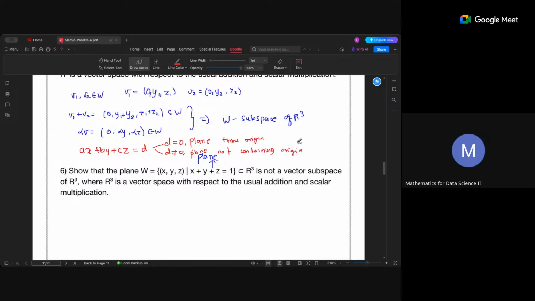So now I have already given the answer to you. Can this be a subspace? No, because a times 0 plus b times 0 plus c times 0 does not equal d. So W is not a subspace of R3.